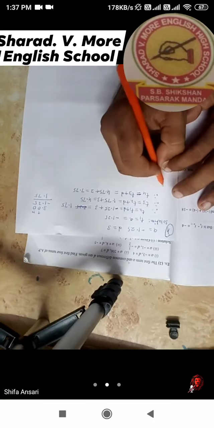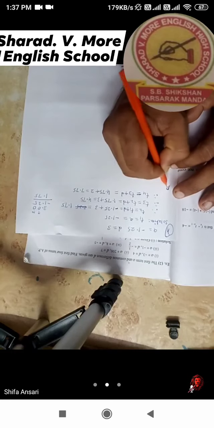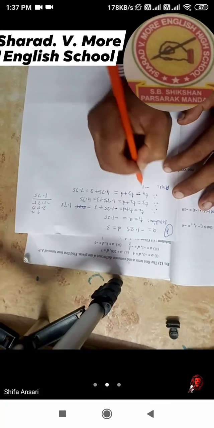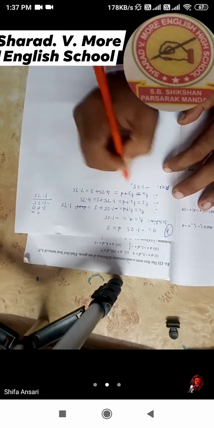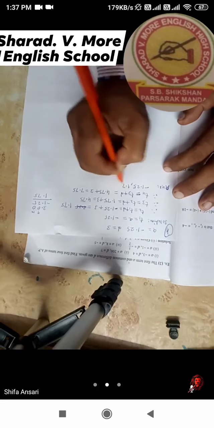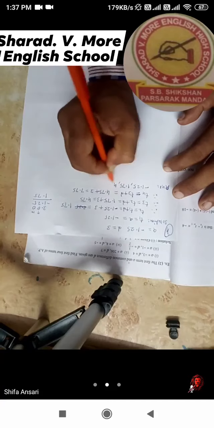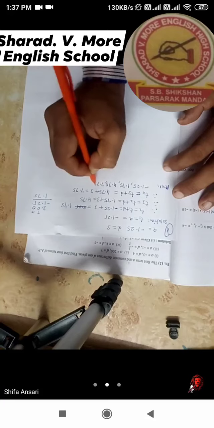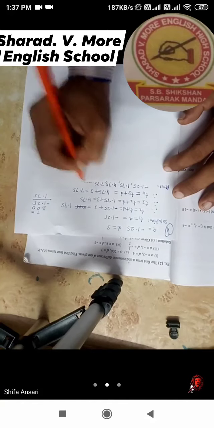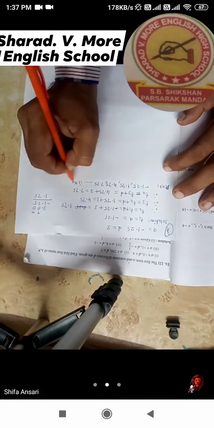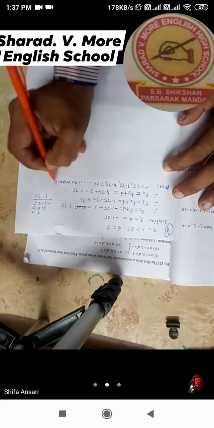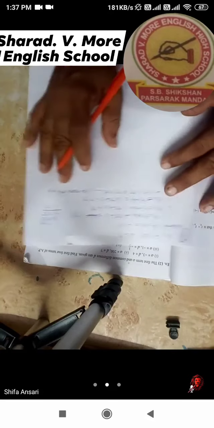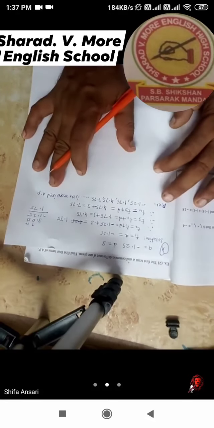Now write down the required AP. Its answer: minus 1.25, comma, 1.75, comma, 4.75, comma, 7.75, and so on is the required AP. Okay, it's clear now.